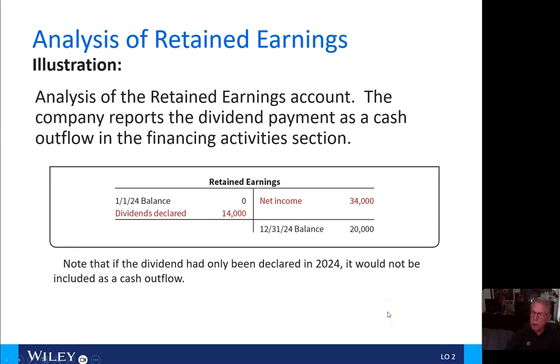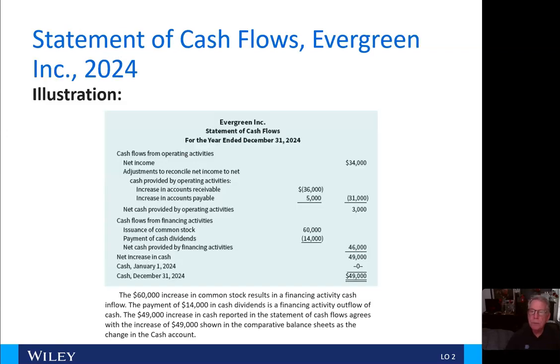Note that the company is going to report the dividend payment as a cash outflow in the financing activities section. And note also that if the dividend had only been declared in 2024 and not paid, it would not be included as a cash outflow.